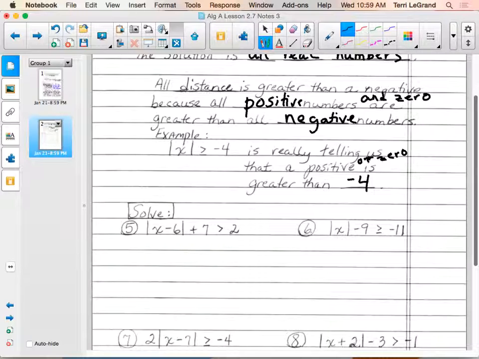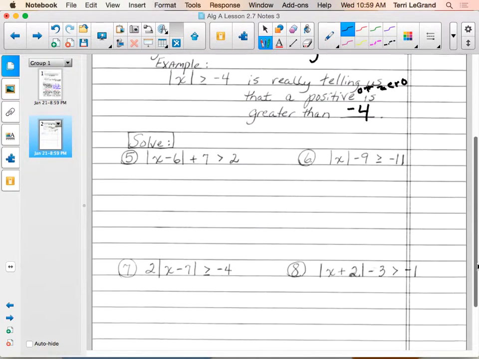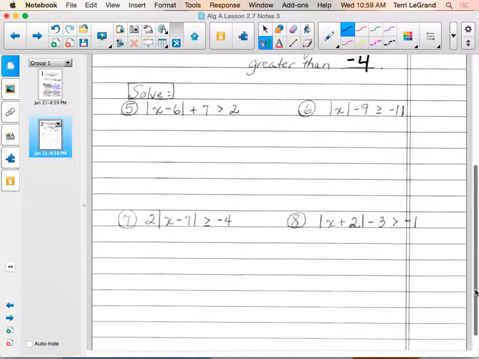Oh, let's try 0. What's the absolute value of 0? 0. Is 0 greater than -4? Yes. No matter what number you would choose from the number line, it would make that inequality true. So that's why we can say that the solution is going to be all real numbers.